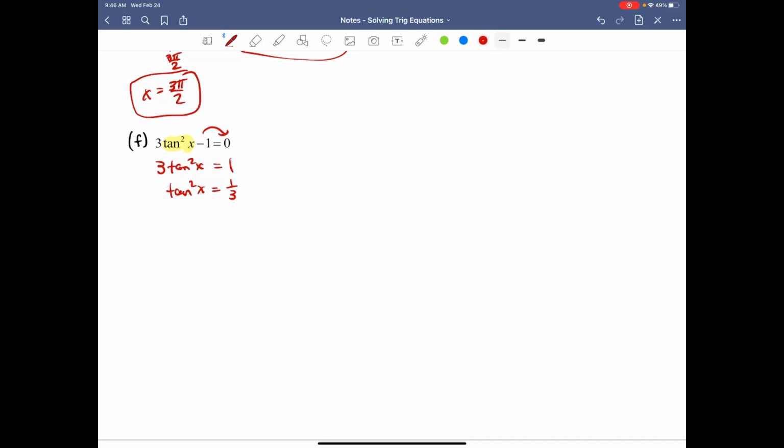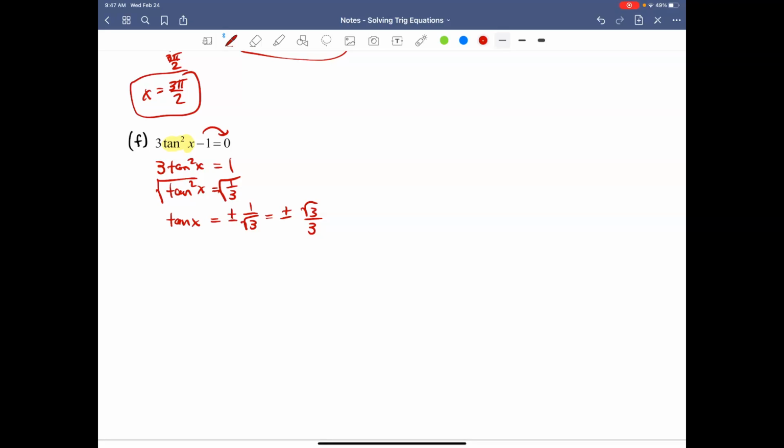Then, in order to get tangent x by itself and get rid of the square, we're going to take the square root of both sides of the equation. That will leave us with tangent x on the left-hand side, and on the right-hand side, we will have plus and minus the square root of 1 divided by the square root of 3, which is going to be 1 divided by the square root of 3, which you probably recognize better as plus or minus square root of 3 divided by 3.